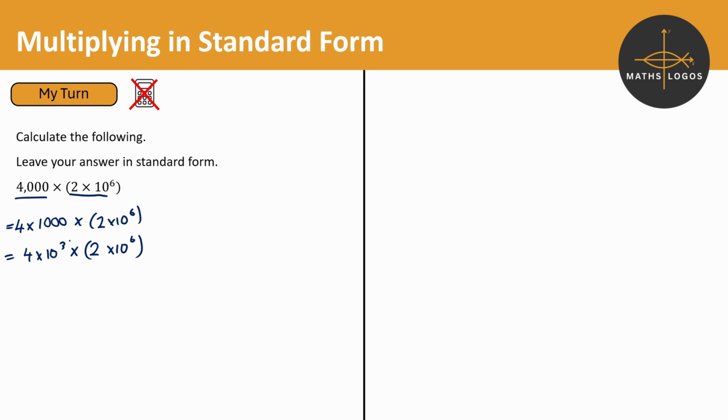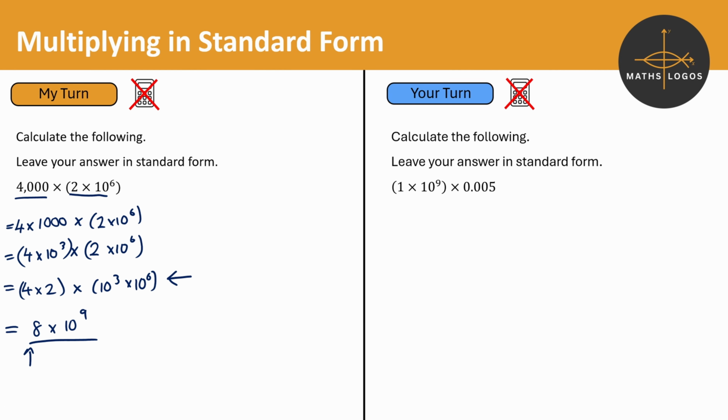So at this point, I'm picking up from where I had in the previous few examples. Multiply your coefficients, so 4 multiplied by 2, multiply your powers of 10. At this stage in the lesson, if you've got the hang of it, then I would skip this step and go straight to what we're going to have here, which is 8 multiplied by 10 to the power of 9. Just check if that's in standard form. In this case it is, because the 8 is less than 10, so we're good to go. Give this one a go and then we'll run through it together.